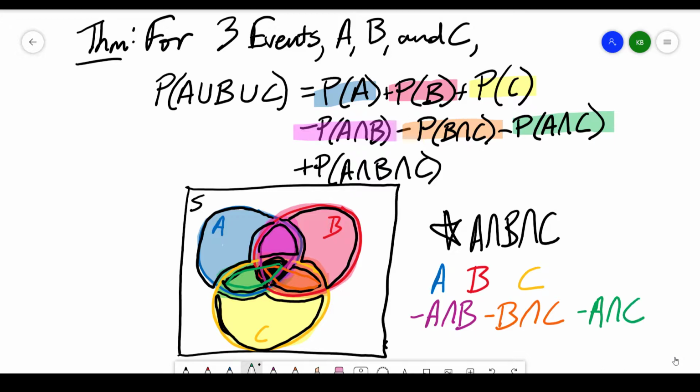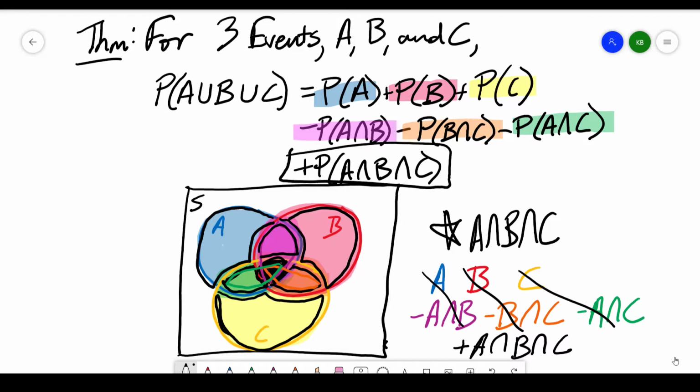So these elements, by being in everything, they have now been added in 3 times and subtracted out 3 times, which essentially cancels out and they don't exist. So we need to add them back in one last time. So we're going to add them in with A intersect B intersect C, and that will give them the count of 1 that they deserve. So that's where this last part of my new additive rule comes in.